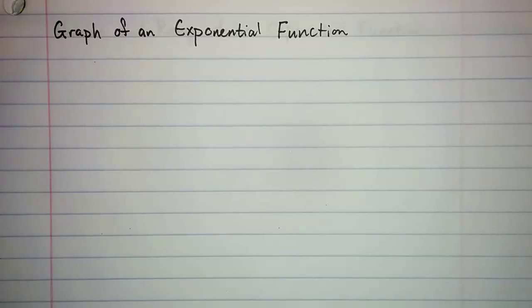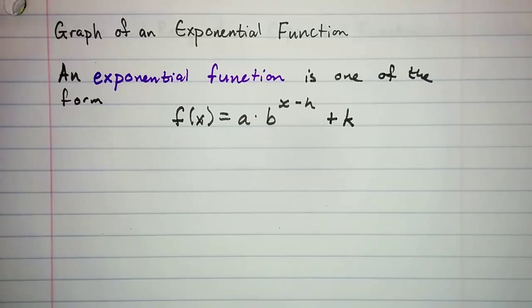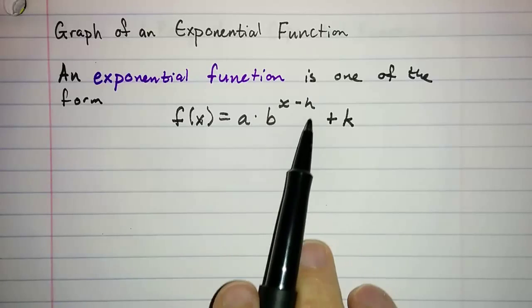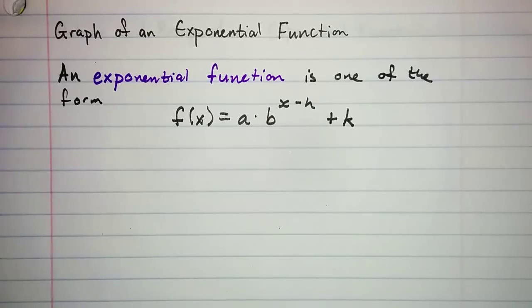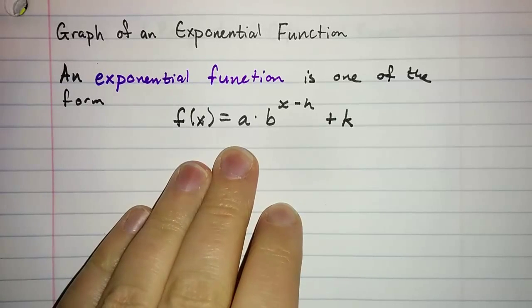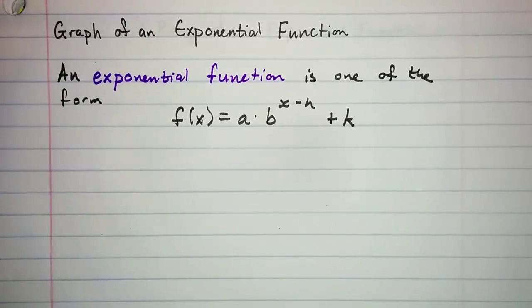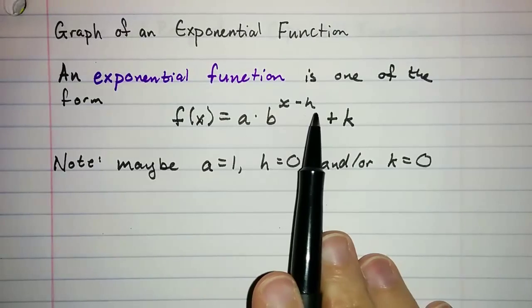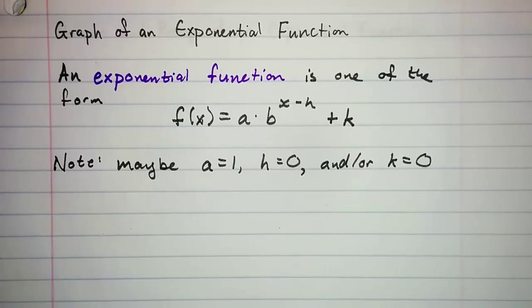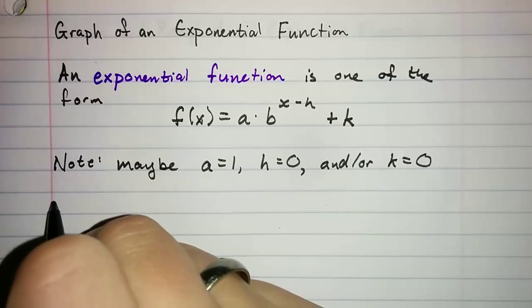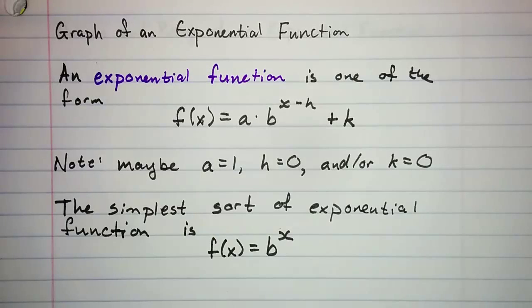So now that we know what an exponential expression is, we can say what an exponential function is. An exponential function is one that contains one exponential expression, then a number multiplied by it, and maybe a number added to it. Note, maybe we're multiplying by 1. Maybe we're subtracting 0. Maybe we're adding 0. The simplest sort of exponential function is just f of x is some number to the power of the variable.